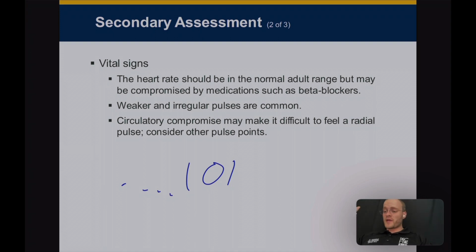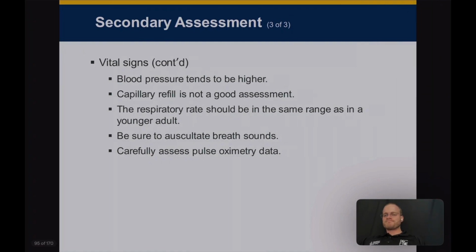So again, I've talked about what atrial fibrillation is. The heart will be irregular when that happens. And so that's not uncommon. Although it's not normal, it's not uncommon. And circulatory compromise may make it difficult to feel a radial pulse. Consider other pulse points like the carotids, the brachial, femoral, stuff like that. And so the blood pressure tends to be higher in older people. This is a known thing. It's chronic. Capillary refill again can be compromised.